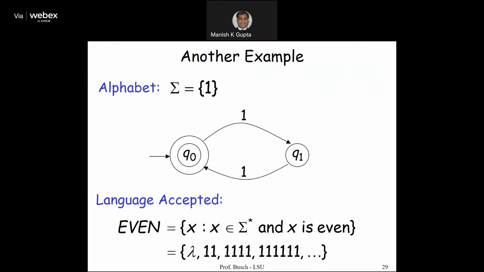Another example is sigma equal to 1, so unary. Even strings like 1 1 1 1 1 1 will be accepted by this, because if you read a one and come back, no matter what, if it is an even number of ones, it will be accepted by this automata, right?